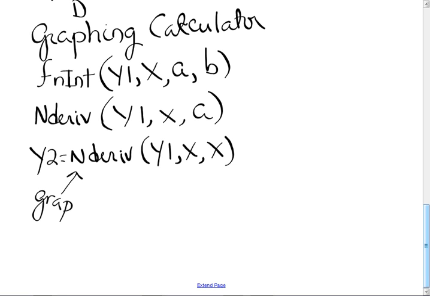You can do the FNINT, which is accumulating your area. I've never gotten it to work, but you're supposed to be able to do that. So you're going to graph the derivative function.